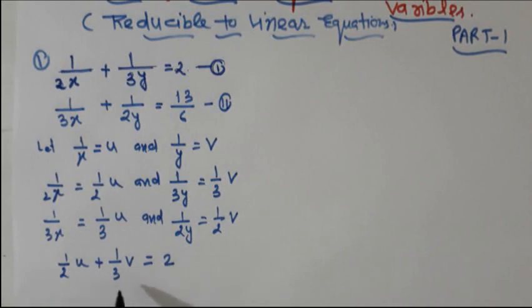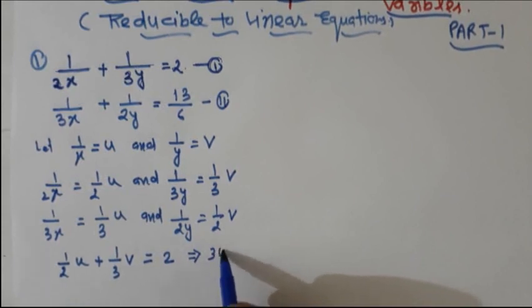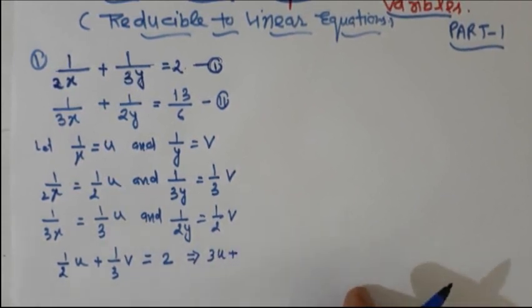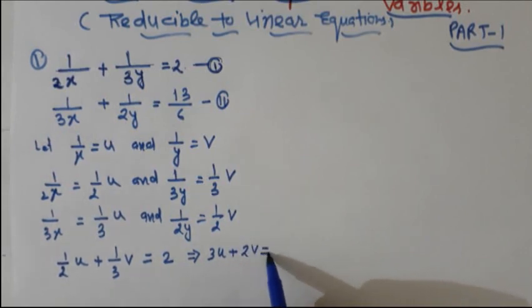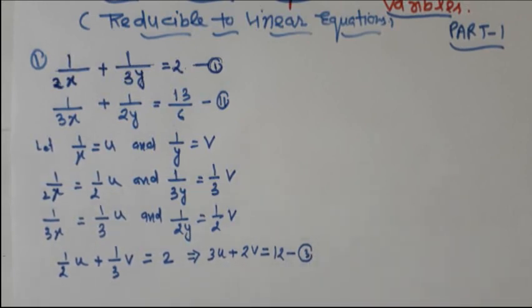To remove these denominators, we have to multiply this equation by the LCM of 2 and 3, which is 6. Then it becomes 3u plus 2v is equal to 12, and let this be equation number 3. So the third equation is 3u plus 2v is equal to 12.